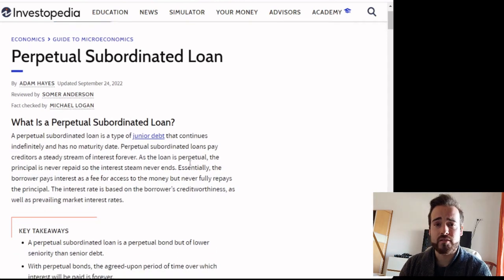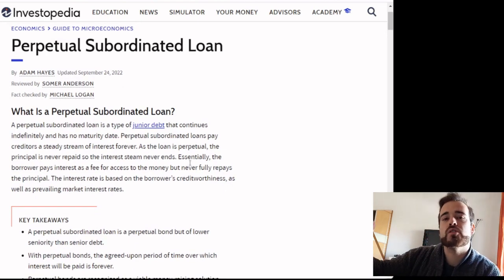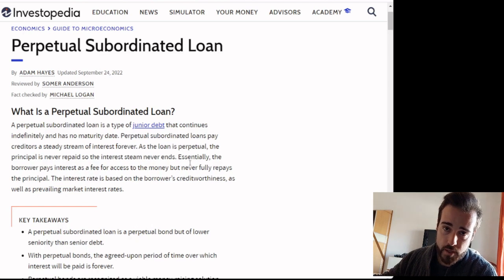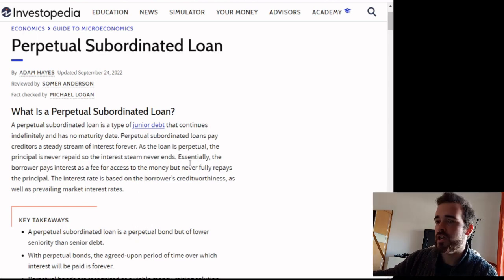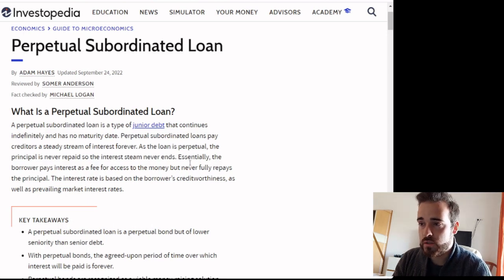Okay, you can just keep that loan going forever. You just need to keep being able to pay the interest rates associated with this loan forever. And whenever you want to stop paying interest rates, you just close out that loan. And this is how perpetual loans work.